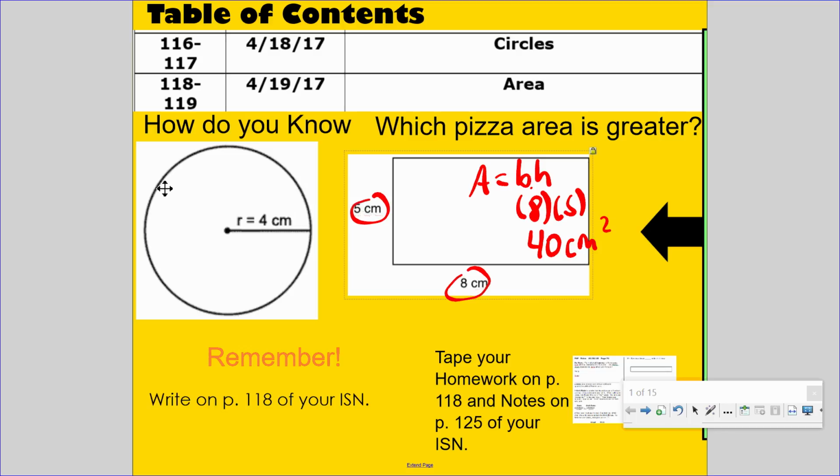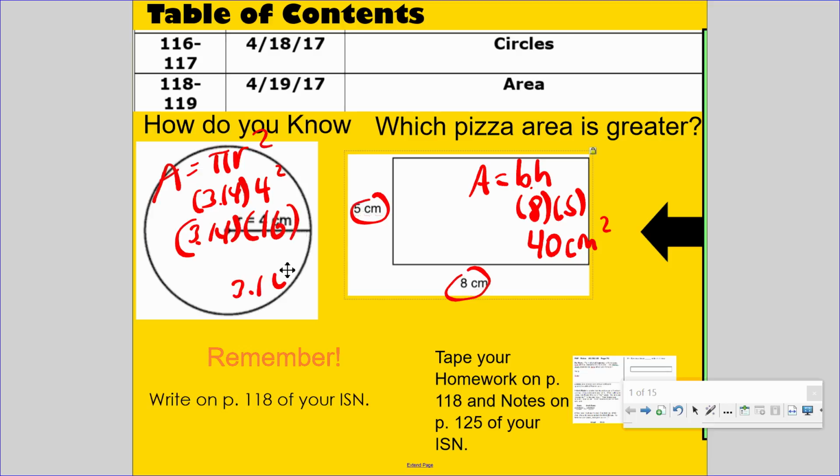To find the area of a circle is pi r squared. What is the radius? 4. So I'm going to substitute the radius with 4. Pi will be replaced by 3.14. I substitute the radius with 4 squared. And what is 4 squared? 4 times 4 is 16. So it's 3.14 times 16.